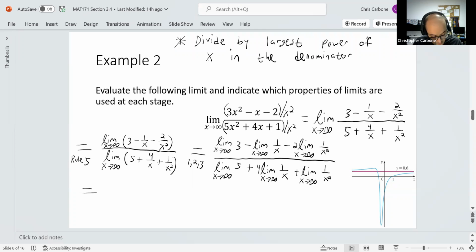So by that theorem 4 we were just looking at, along with limit rule number 8, we can evaluate these. So we're going to have a 3 minus a 0 minus, well, 2 times 0, still 0, divided by 5 plus 4 times 0 plus 0, which will give us a nice, lovely value of 3/5, or 0.6, which is what the graph with the pink line on here is trying to represent.